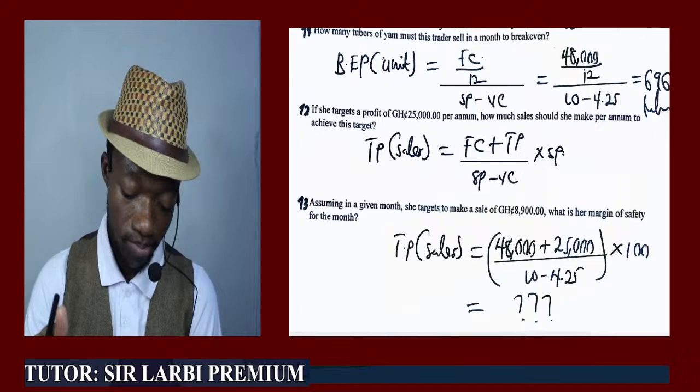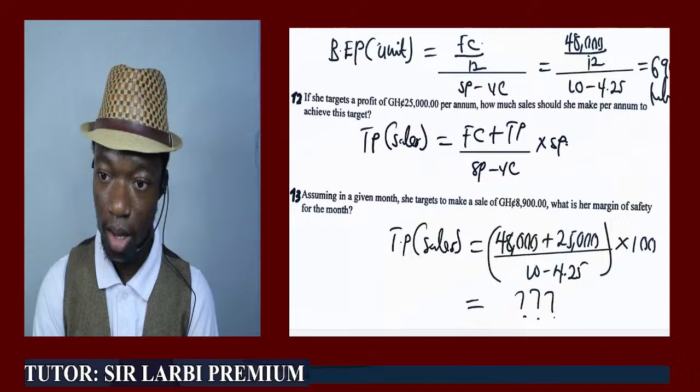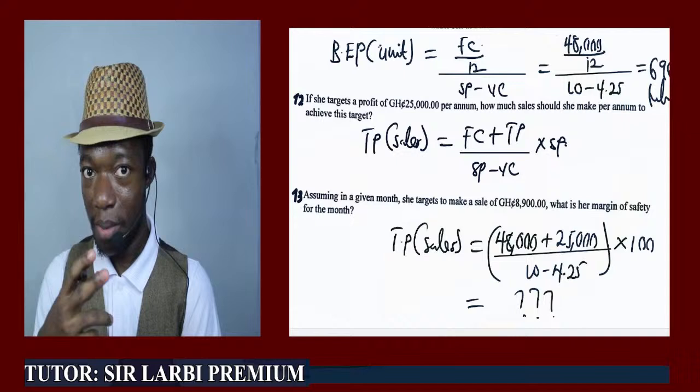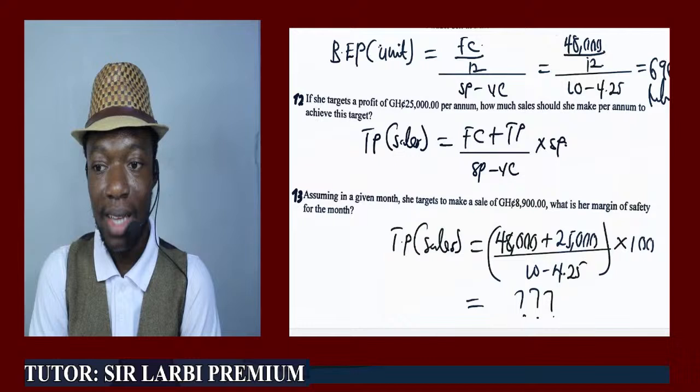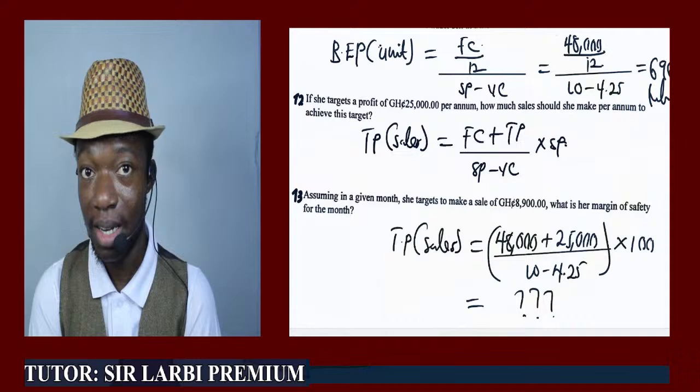And then 13 saying that, assuming in a given month she targets to make a sale of 8,900, what is her margin of safety for the month? Now you see the issue that I'm talking about here. She targets to make a sale of 8,900. What is her margin of safety for the month?